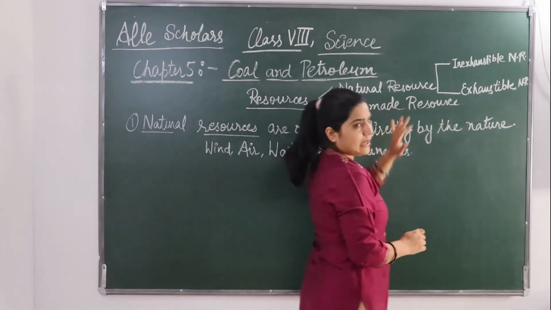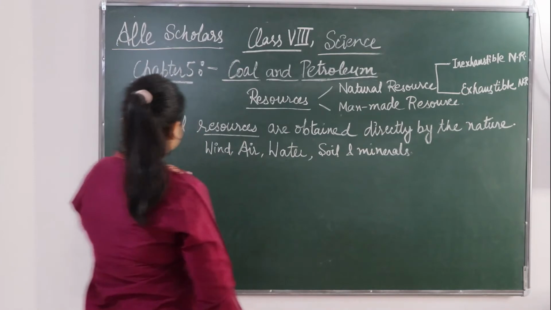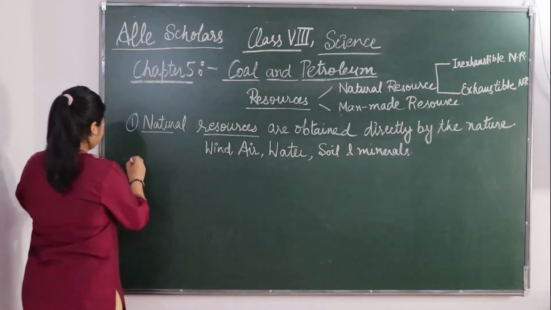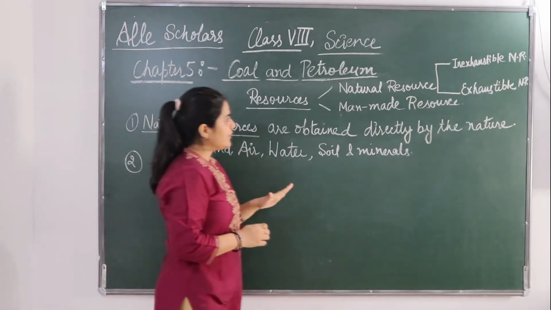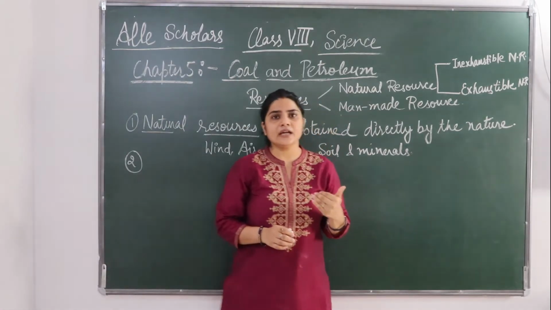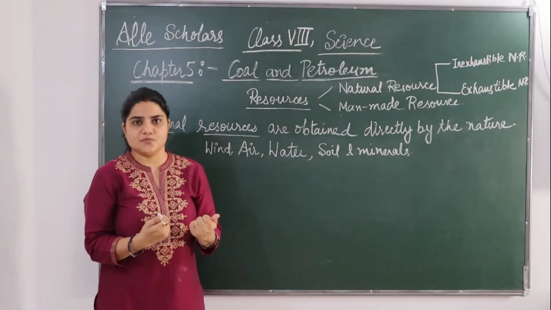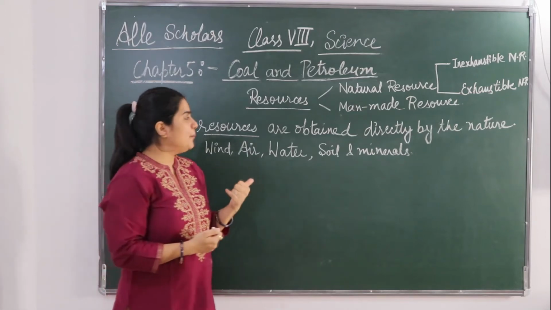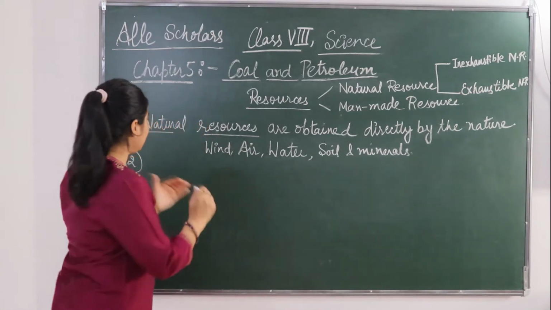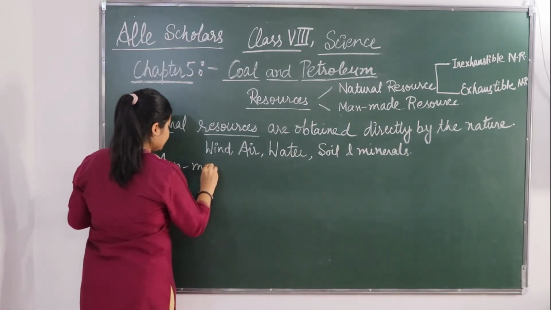So before going into detail with the inexhaustible and exhaustible natural resources, we shall first discuss man-made resources. Okay, so we have seen that natural resources are obtained directly from nature. Man-made resources are something made by humans for their consumption. Okay, we want to consume it, we need it. So how can we define a man-made resource?